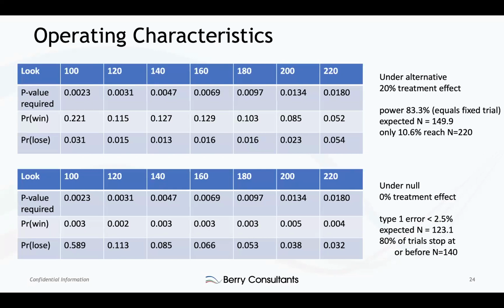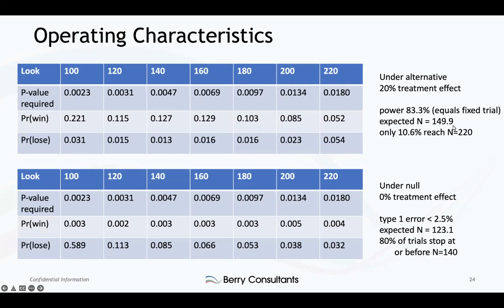So I think I talked about all this. Skip that. This is the operating characteristics of this trial. Under the alternative, where I have a 20% treatment effect, you can now see my probability of winning and my probability of losing at each of the interims. The power of this trial is 83.3%, which I conveniently picked my sample size to get. I did a little bit of trial and error to make this come out the way I wanted. But my power is exactly equal to that fixed trial.